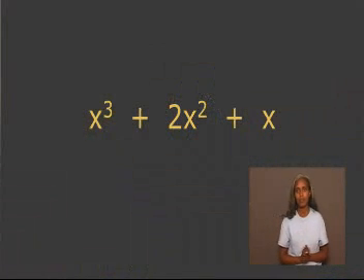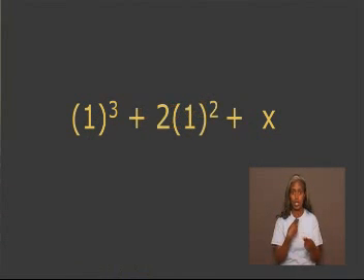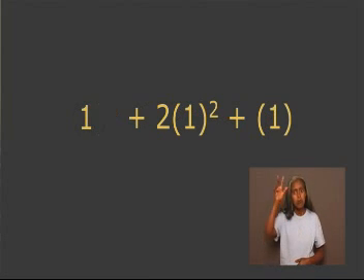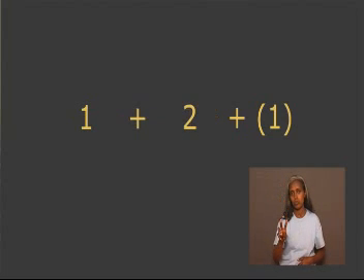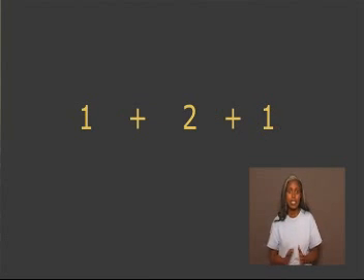Step 3 is to substitute the lower limit 1 into the integral and solve. That gives us 1 to the power of 3 plus 2 times 1 squared plus 1. Easy, right? 1 cubed is 1. 2 times 1 squared is 2. And 1 is 1. The sum is 4.